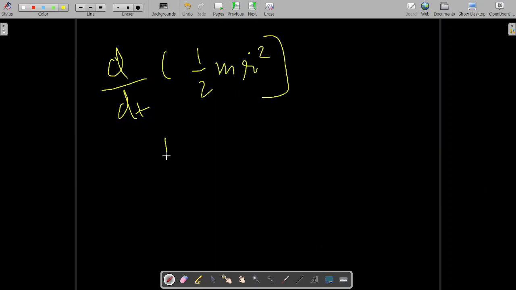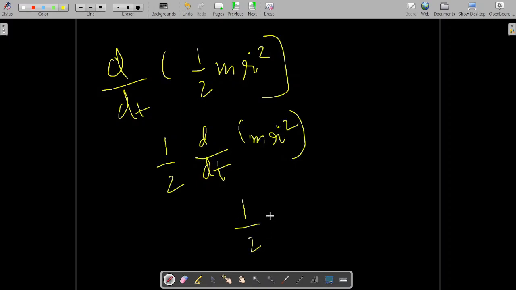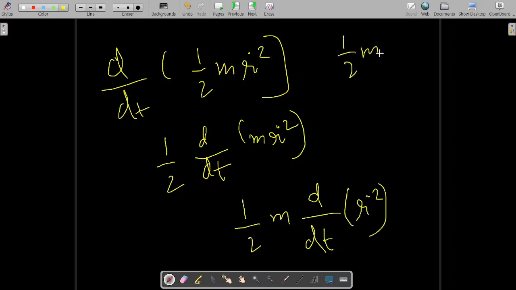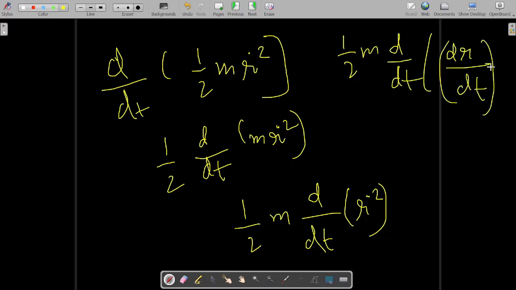So half will come out of the bracket, so d by dt of m r dot square. Now m will again come out, so half m d by dt of r dot square. Now what is r dot actually? R dot is nothing but dr by dt, and it's squared. Then half m d by dt of dr by dt whole square.